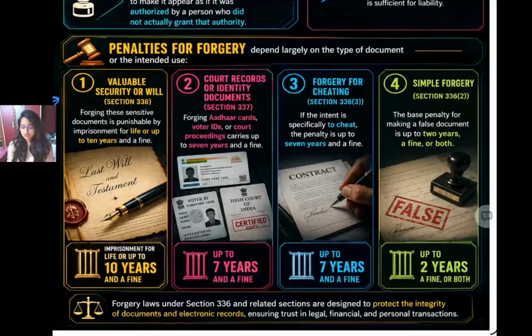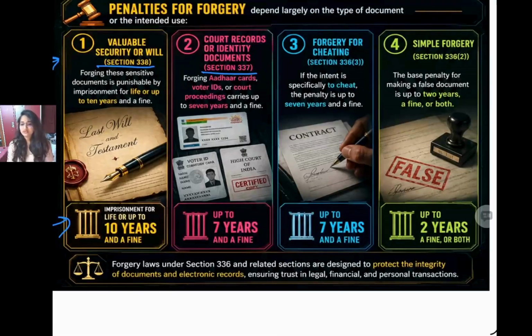First, Section 338 provides that forging sensitive documents, valuable securities or wills is punishable with imprisonment for life or up to 10 years and fine. Okay. And next is Section 337. It covers court records or identity documents. If you are forging Aadhaar cards, voter IDs, or court proceedings, it carries up to 7 years of imprisonment and fine.